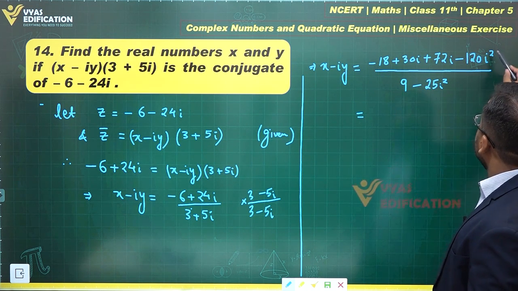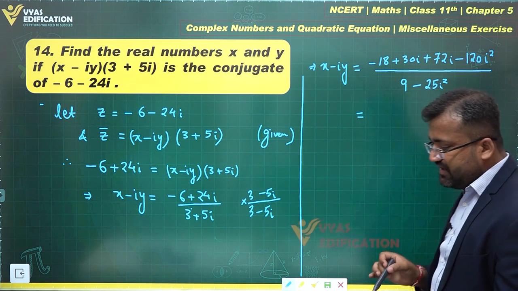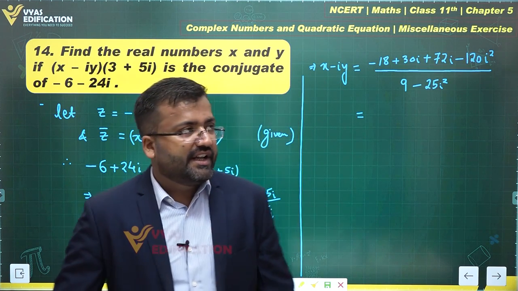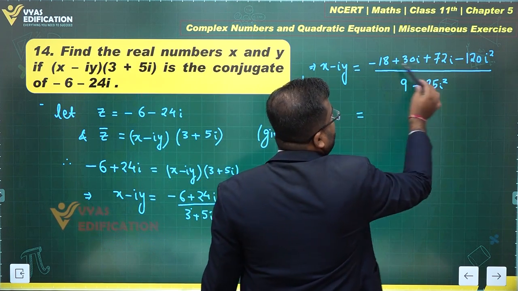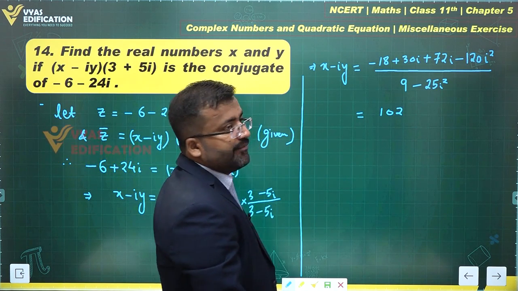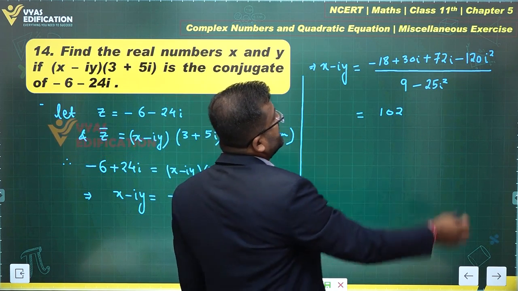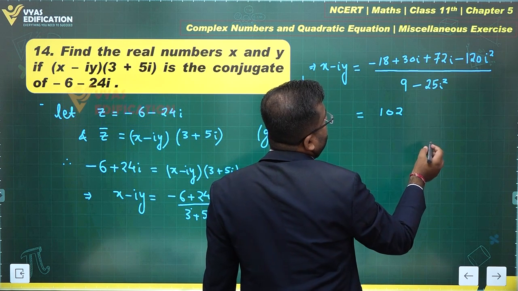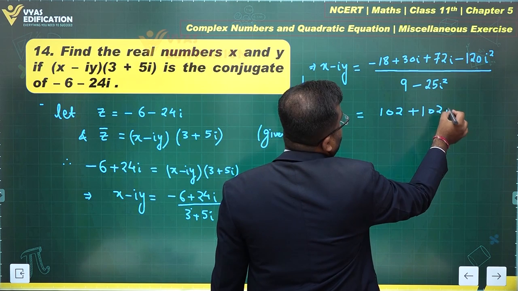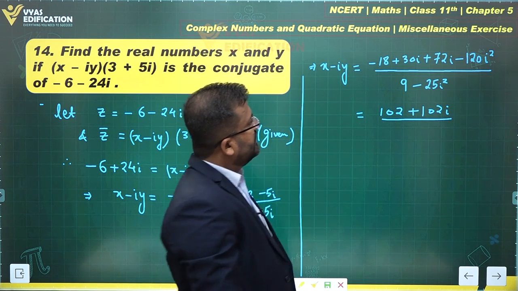What next? This is minus 120i square. i square is minus 1. That will give us plus 120 over here. Plus 120 minus 18 is plus 102. That's what I get, right? Plus 102. What about the second term? This is 72 plus 30, which is plus 102i in the numerator, as you can observe.